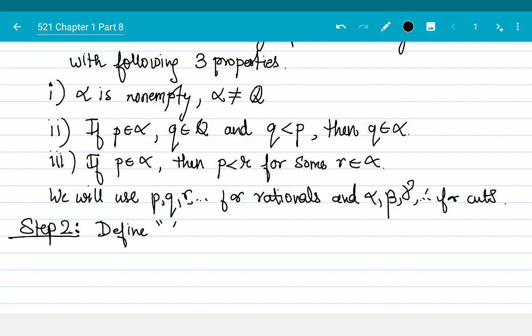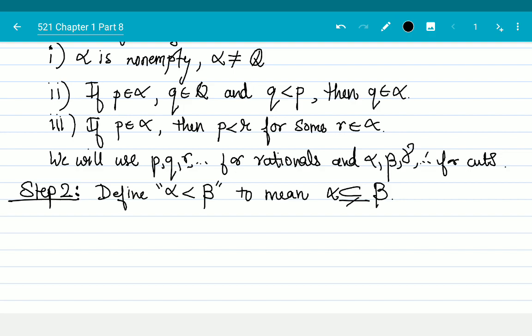Define alpha smaller than beta to mean alpha is a proper subset of beta. Since alpha and beta are sets, they're not really numbers, right? But I'm going to define alpha smaller than beta to mean alpha is a proper subset of beta.